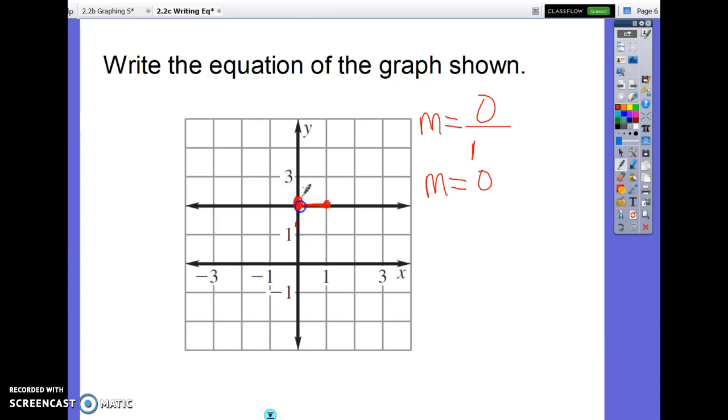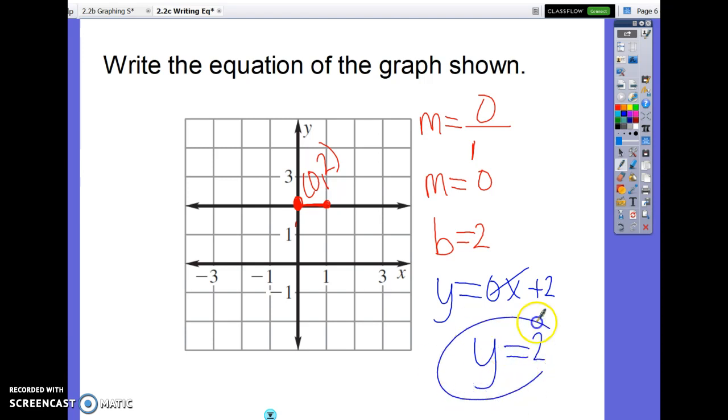We need to know the y-intercept. So this y-intercept is the point 0, 2, which tells us b is equal to 2. So if we plug this information in, let's see what we get. We'll end up having y equals 0 times x plus 2. 0 times x is just 0. So we can simplify this down. Y equals 2. And that is our answer. Notice how it followed that pattern of a horizontal line being represented as y equal to some number.